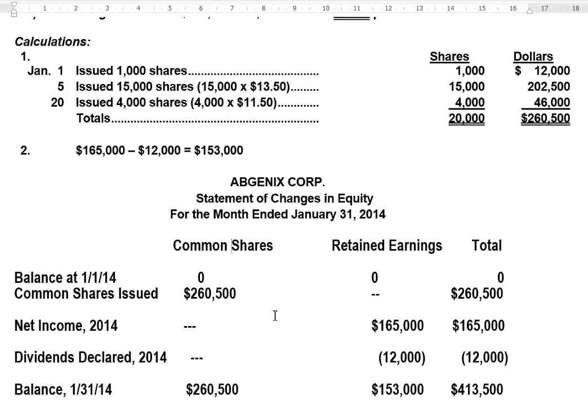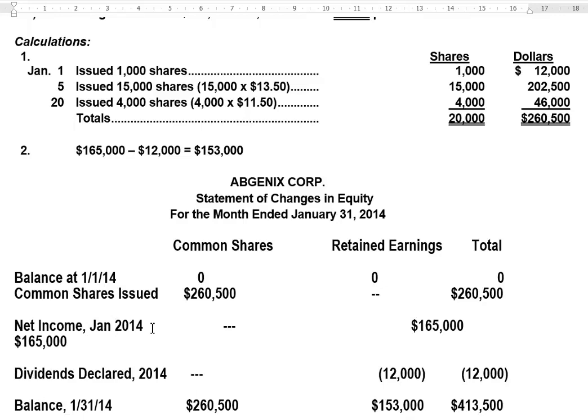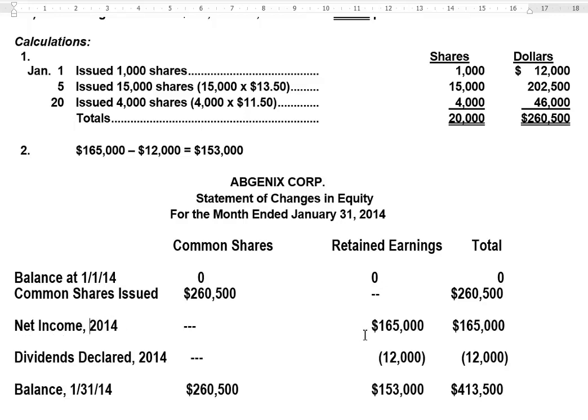So we know that during the month of January, based on our tracking, we have $260,500 in common share equity created. That doesn't affect retained earnings. So on its own, that increased our equity by that amount, $260,500. During the month of January, so I should put January here, I'll just put January here because we know it's 2014.